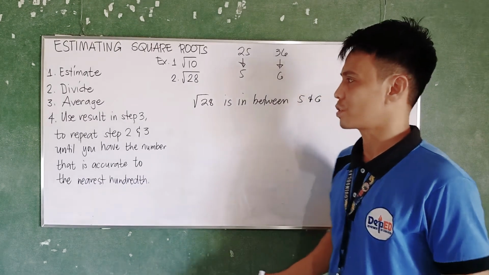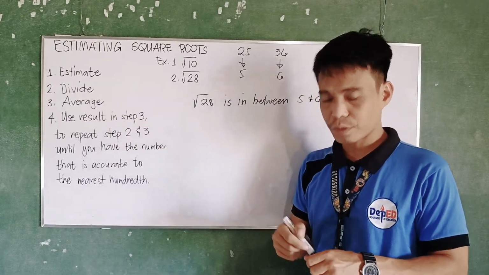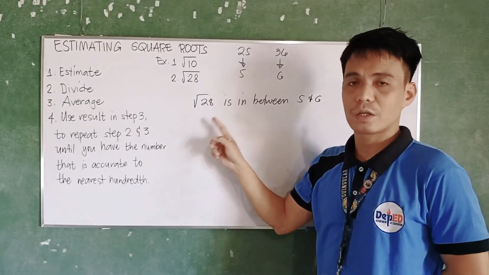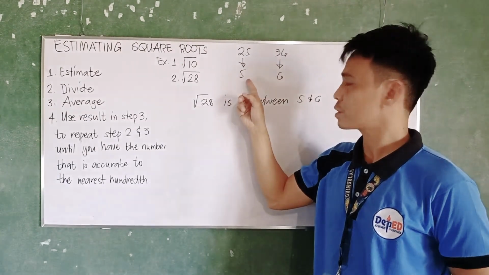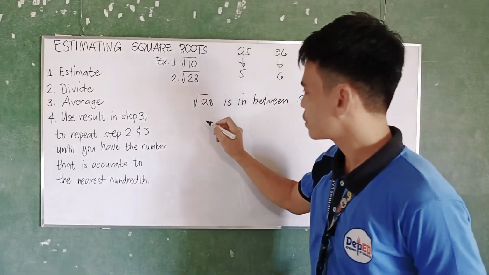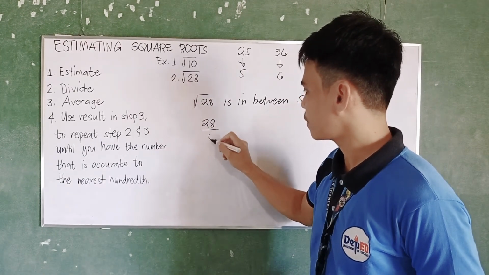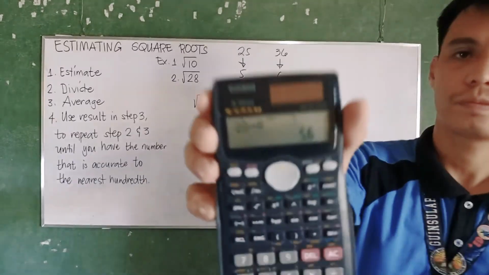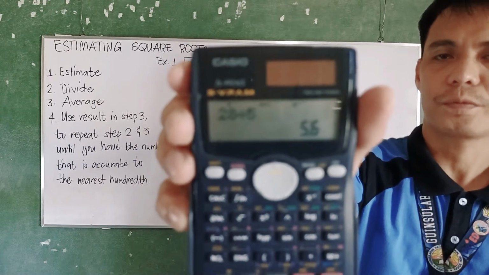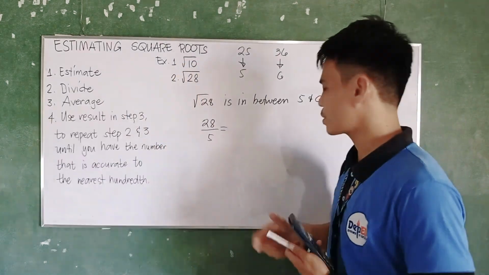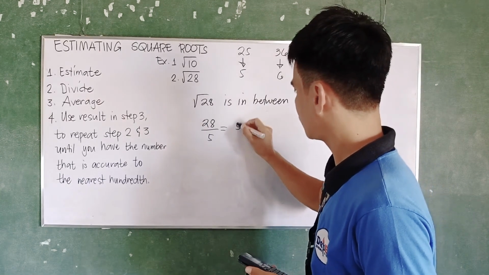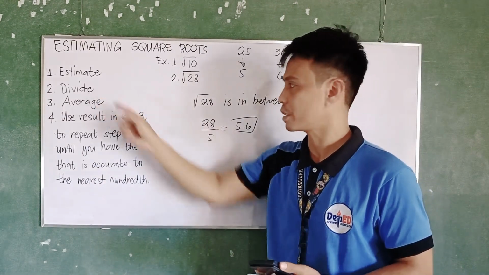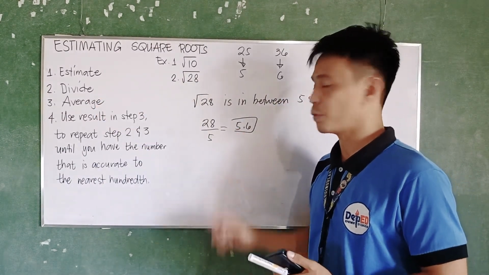Okay? So, next is to divide. So, gagawin natin, guys, is to divide your 28, your radicand, by the lowest root. Okay, so lowest root natin is 5. So, therefore, mangyayari dyan, this is 28 divided by 5. Okay, so using your calculator, so our answer is 5.6. Okay, so therefore this is 5.6. Okay, so there you have it guys, we have divided. So therefore our answer is 5.6, okay?